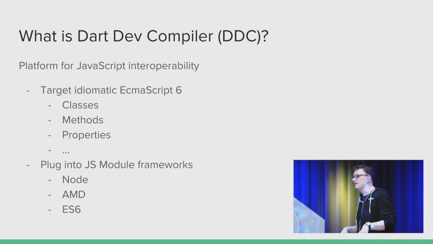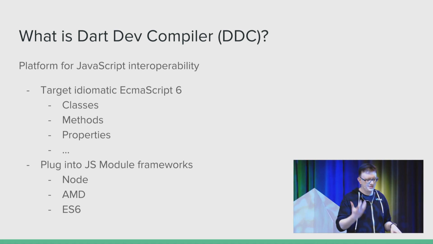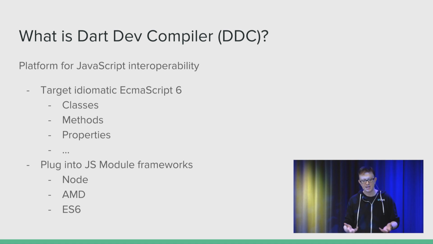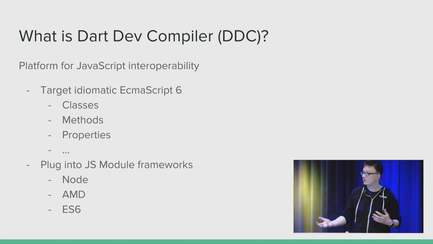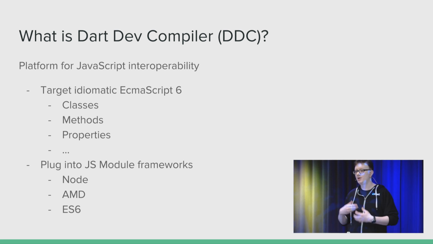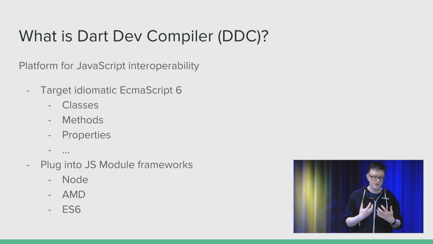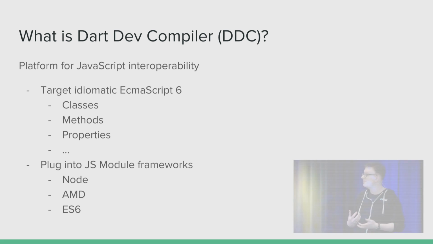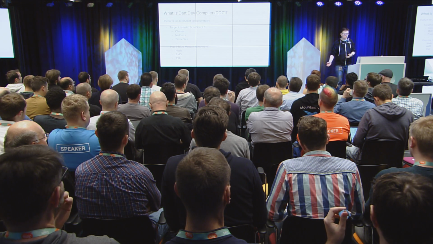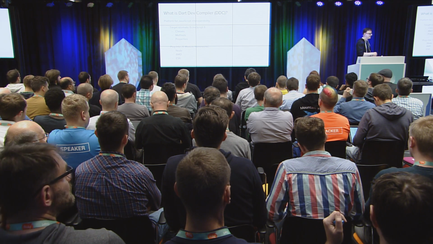Development's been our main theme, but kind of a secondary theme that will come through is that DDC is a platform for JavaScript interoperability. This dovetails actually quite a bit with our goals for development. We want to be able to generate readable JavaScript code, and what we really try to do as much as possible is just target idiomatic ECMAScript 6 code. So Dart classes map to JavaScript classes, Dart methods map to JavaScript methods, properties to properties, getters and setters to getters and setters, with minimal name mangling.